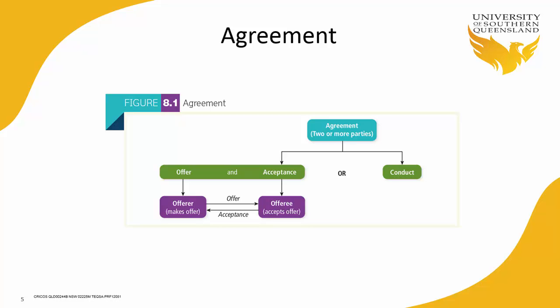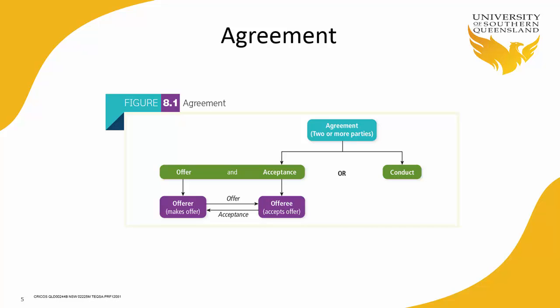On page 206 you'll find that there's figure 8.1 that gives us this explanation of how an agreement could happen. Okay, an agreement between 2 or more parties could either be through this traditional approach of offer and acceptance, or it could be through conduct. And this other possibility of conduct is what we talk about, where there are situations where it's difficult to locate the offer or acceptance. Okay.